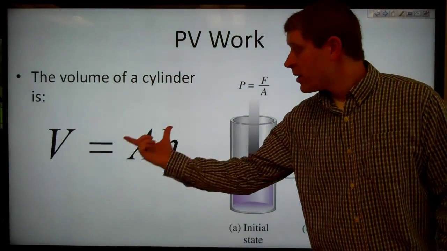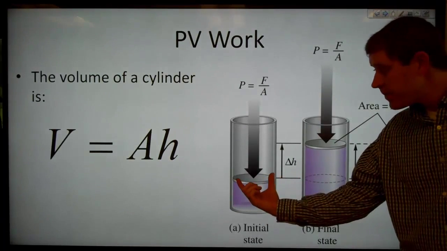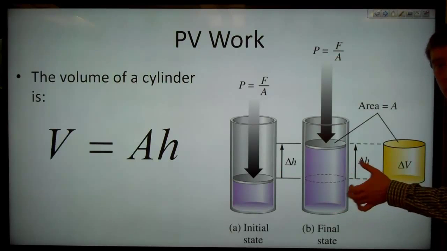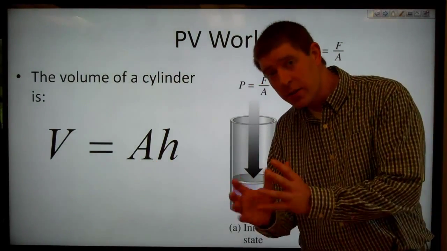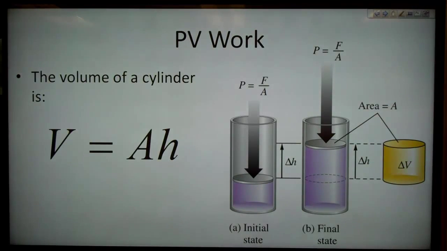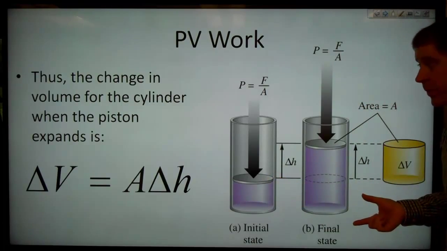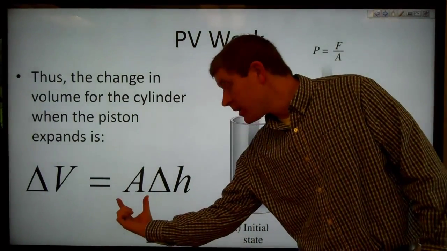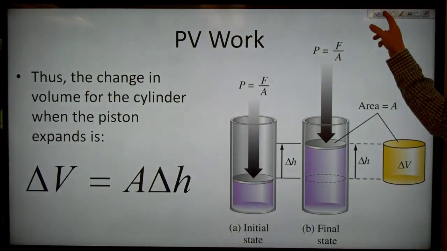Now the volume of a cylinder is V equals A times H. A is the area of our piston, H is the height of our cylinder. So the volume that our gas occupies is equal to the cross-sectional area times the height that the piston is above the bottom. Which means that the change in volume of our gas from here to there, that delta V, when our cylinder is expanding, is equal to the cross-sectional area of our piston times delta H, our change in height of our piston.